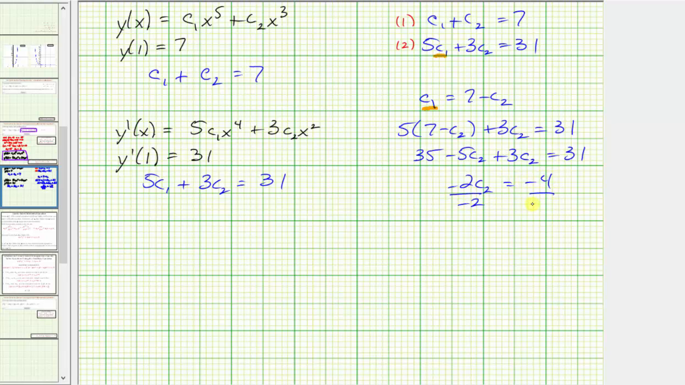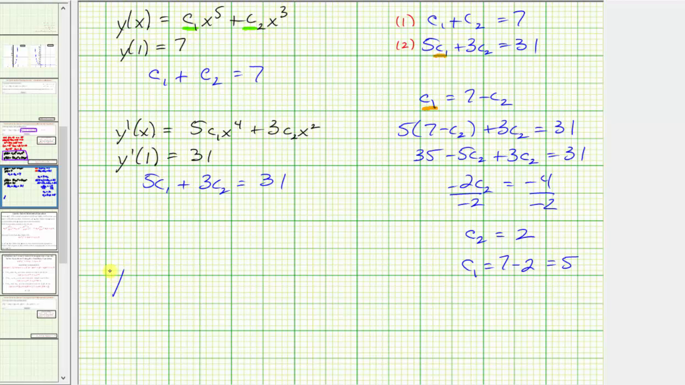Dividing both sides by -2, we have c sub 2 equals +2. And now we can use this equation here to find c sub 1. C sub 1 is equal to 7 minus c sub 2, which would be 7 minus 2, which equals 5. Now that we know that c sub 2 equals 2 and c sub 1 equals 5, we'll perform those substitutions here and here to find the particular solution.